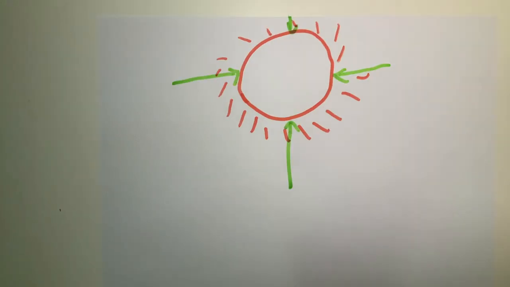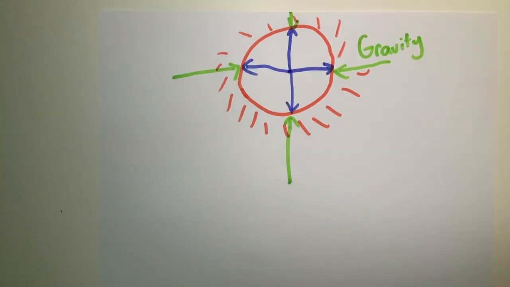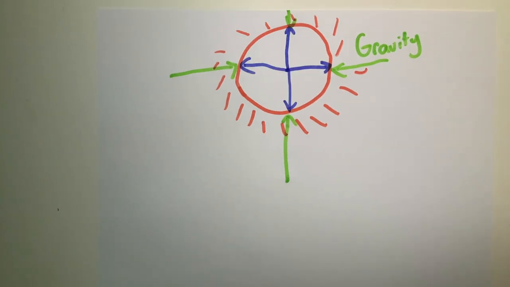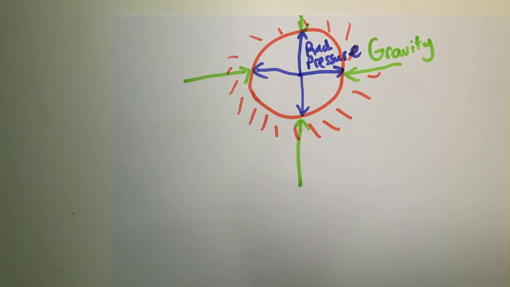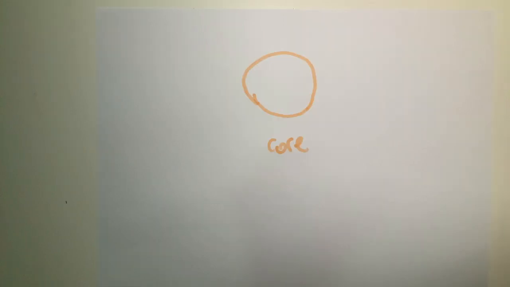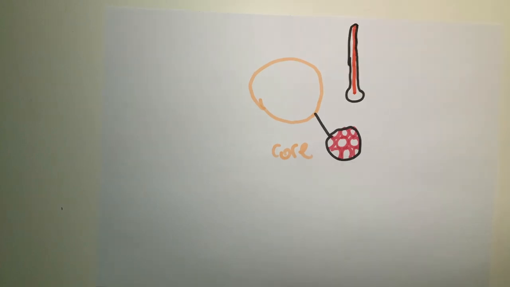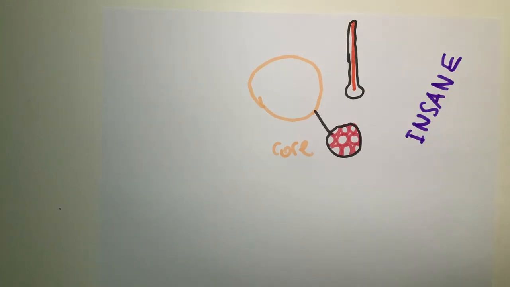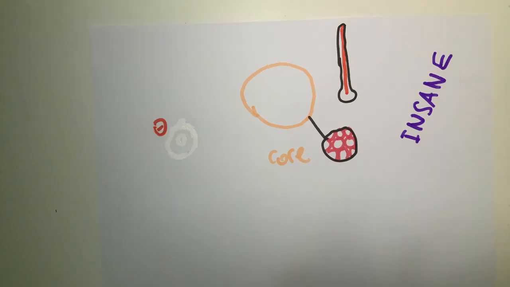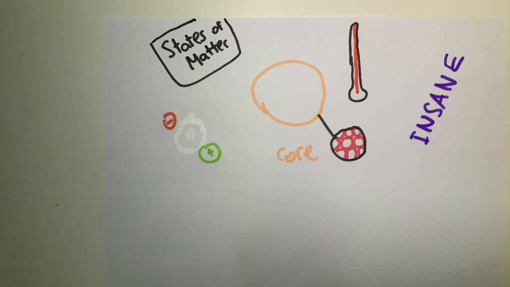Stars are supported by two opposite forces, gravity and radiation pressure. Because of their incredible mass, stars risk gravitational collapse. The cores of stars are pressured to extreme densities, while temperatures at the core reach the star's maximum temperature. Due to these insane conditions, the force binding atoms is broken, separating the nuclei and the electrons. We explain more of this process in our States of Matter video.